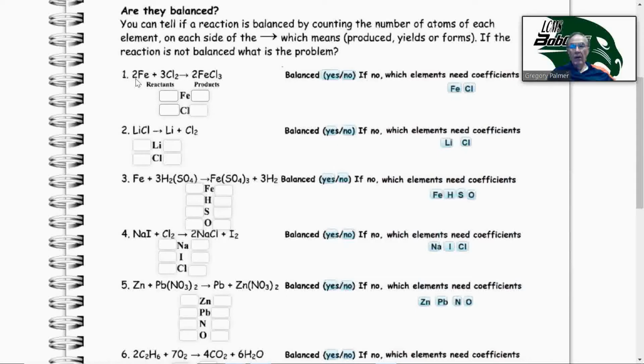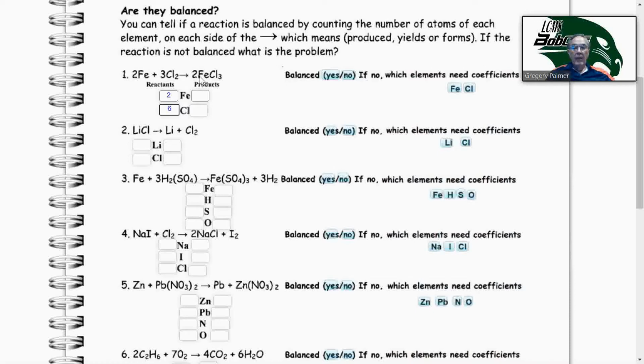So we look over here on the reactant side, and we see that there are two irons. And then we see that this is a Cl2, and there's three Cl2s. So one Cl2 would be two chlorines, two Cl2s would be four chlorines, and three Cl2s would be six chlorines, which is the same as taking 3 times the subscript of 2, which is 6.